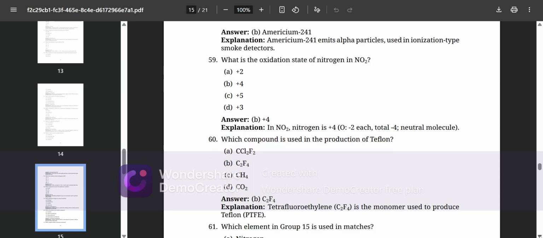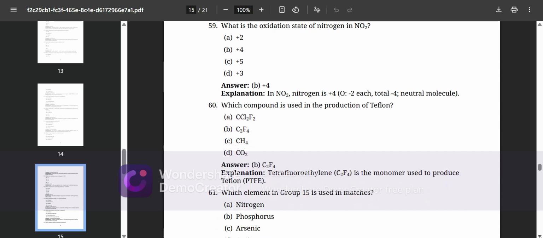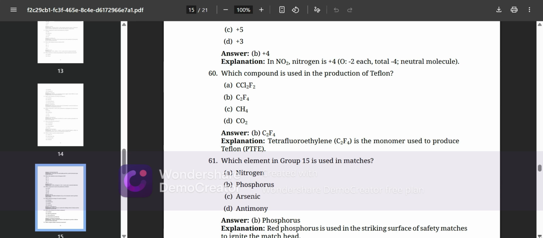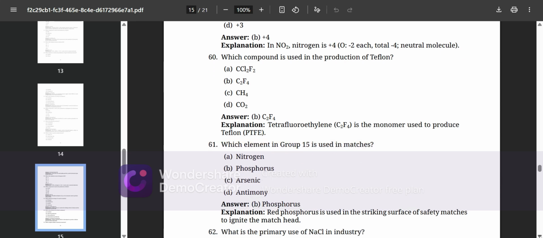What is the oxidation state of nitrogen in NO2? +4. In NO2 nitrogen is +4, oxygen is -2 each, total -4, a neutral molecule. Which compound is used in the production of Teflon? C2F4. Tetrafluoroethylene C2F4 is the monomer used to produce Teflon (PTFE).